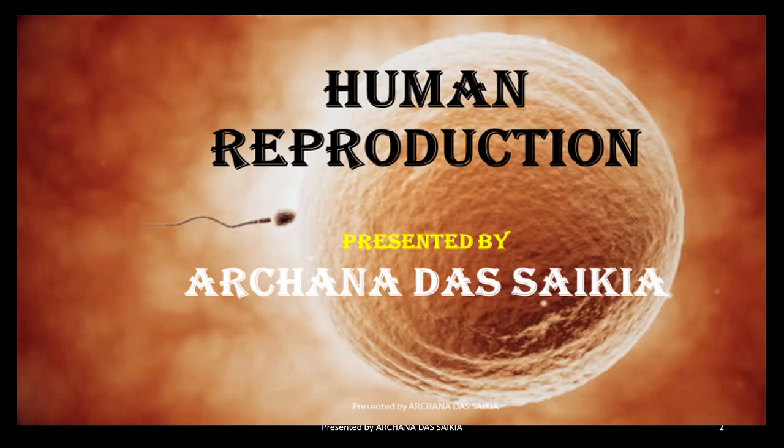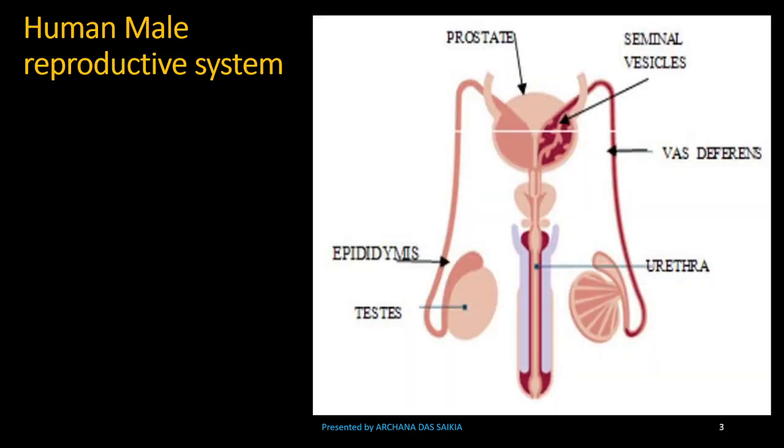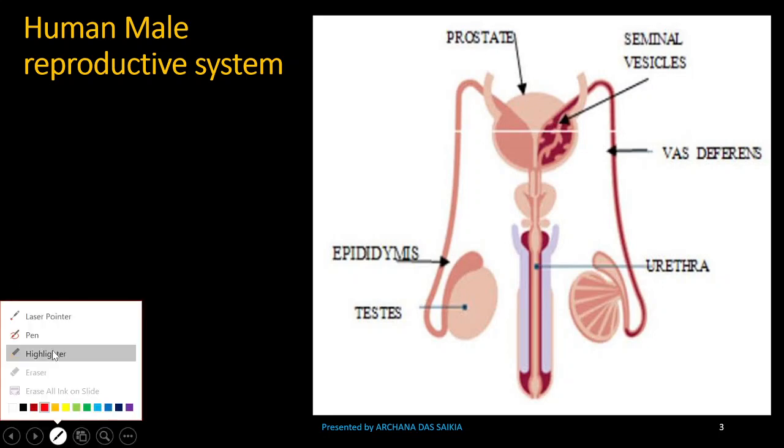So first, before going into the entire process of reproduction in humans, we will discuss the male reproductive system and female reproductive system. To start with the male reproductive system, what it is made up of, what are its functions and its location. So here we have the figure of the male reproductive system.